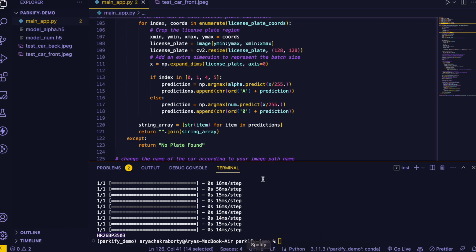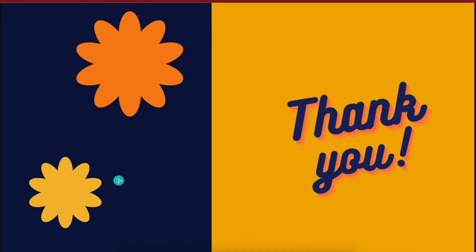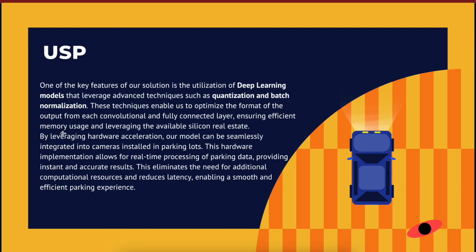So let me just go through this. Our USP is this deep learning model and this quantization and batch norm technique. This batch norm means nothing but scaling the values of the pixels between 0 to 1, because we know that if we don't scale our image, some of the features might overpower other features. For example, the other things might overpower our actual license plate, right? So we don't want that.